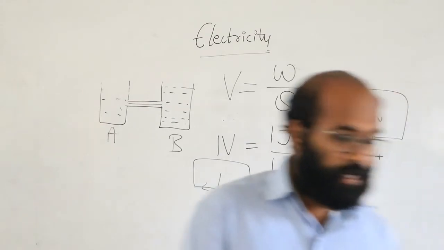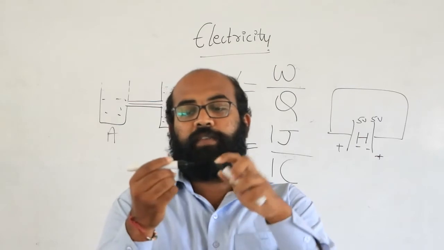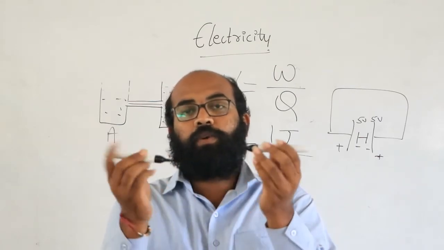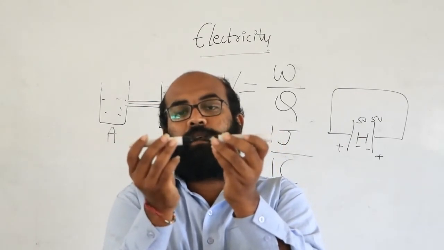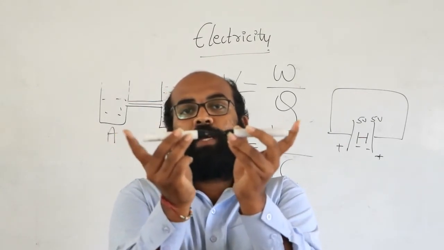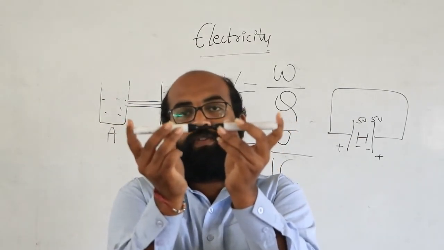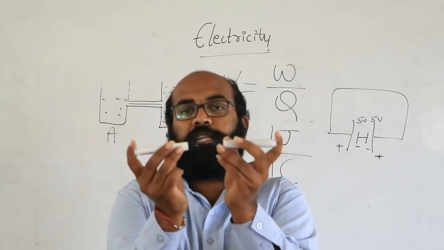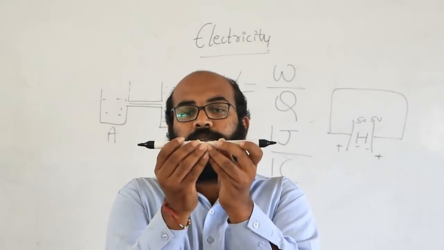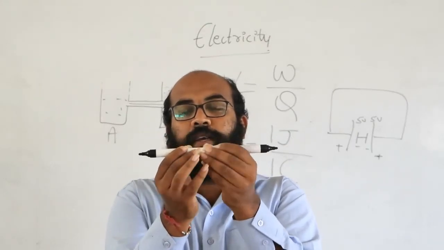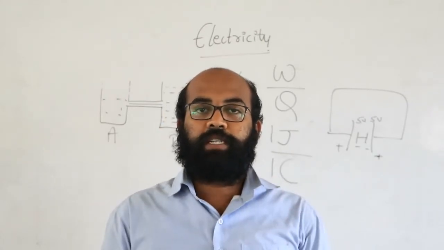Suppose I have two batteries. This is the positive terminal and this is the negative terminal. When I connect positive and positive, and connect wires to either side, there will be no flow of current, because both of them are at the same potential. A similar thing happens when I connect negative and negative. Even then there will be no flow of current, because both are at the same potential.